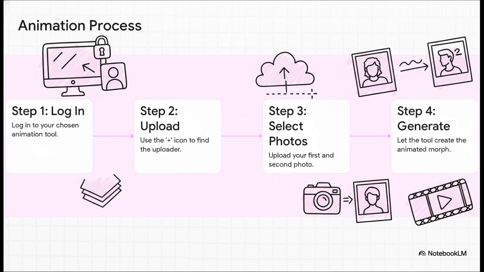You know, the process itself is surprisingly easy. You just log in, find the little upload button, and pick 2 of the pictures you just made. The tool's AI then looks at both photos and creates a short little video clip that smoothly blends the first picture right into the second.